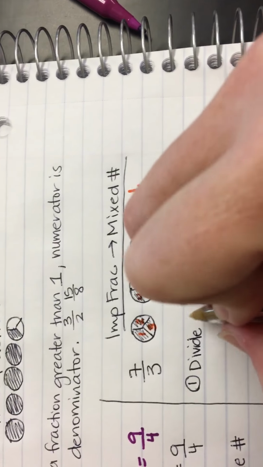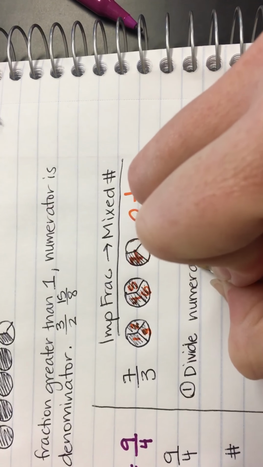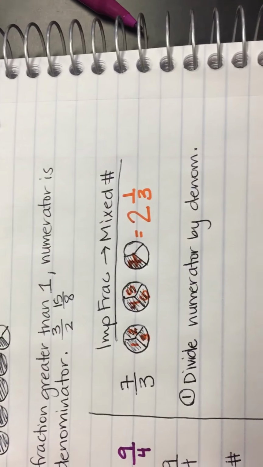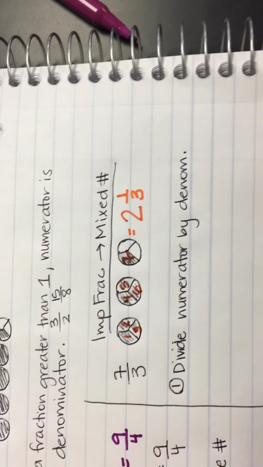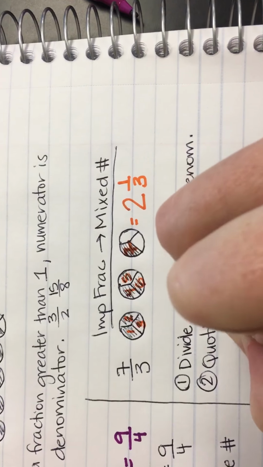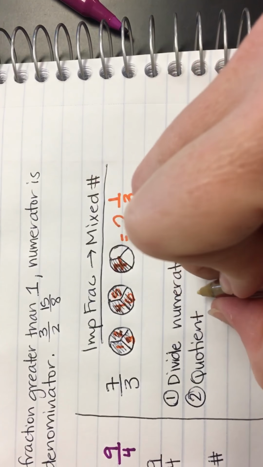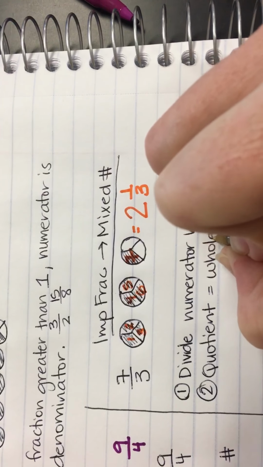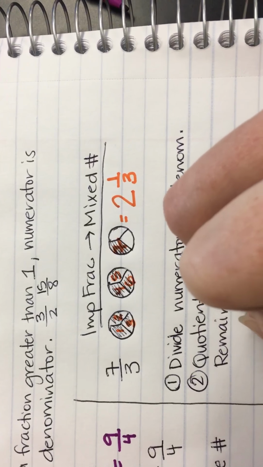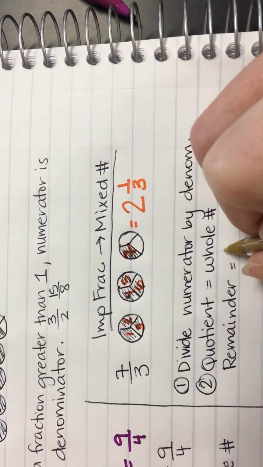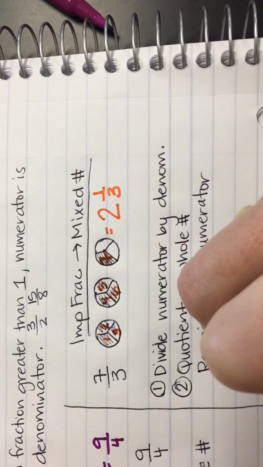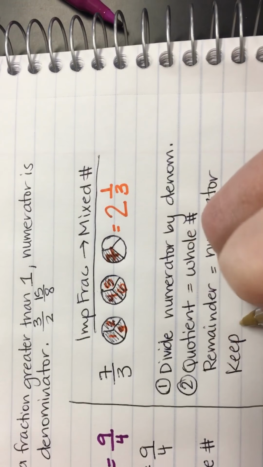You divide the numerator by the denominator. And we'll do an example of this in a second. And then when you get your answer, your quotient, which is a fancy word for the answer to your division problem, is your whole number. Your remainder, if you have any, is your new numerator. And then you keep the original denominator.